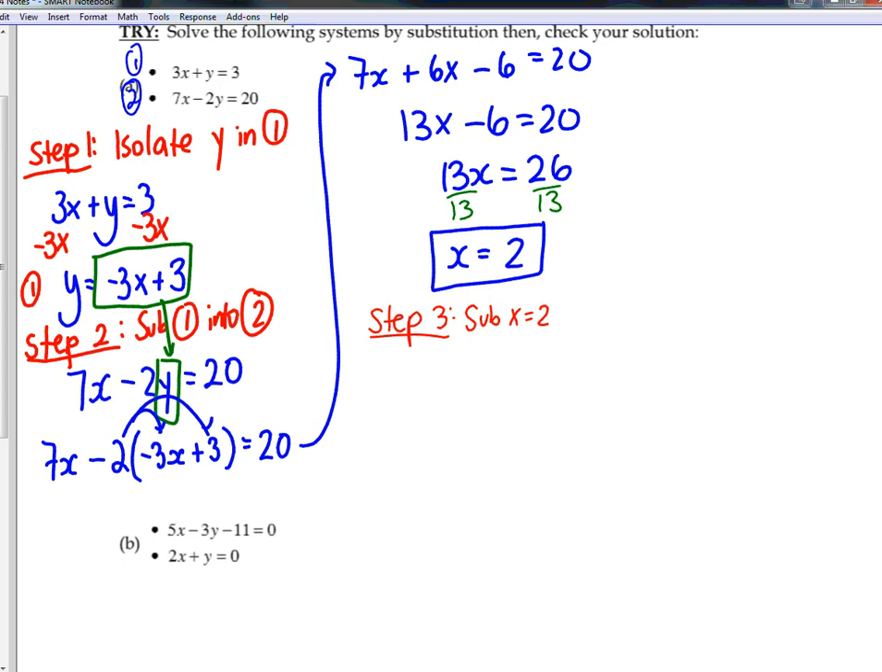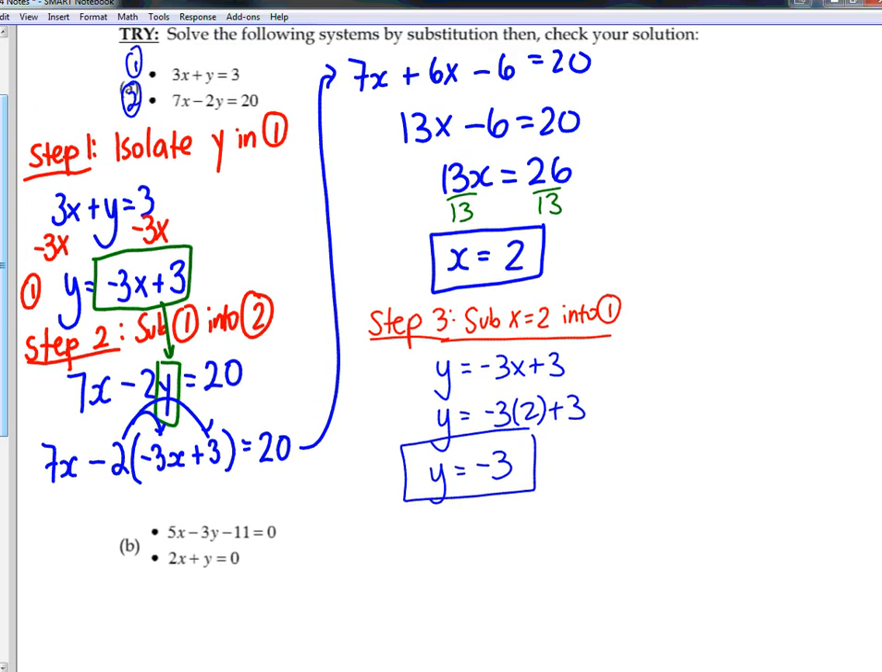Which one do you want to sub it into? Bob is always 1. Okay, so you can use the original 3x plus y equals 3, or you can use your rearranged one. I'm going to use my rearranged one. We said y is equal to negative 3x plus 3. So negative 3 times 2 plus 3 is negative 3.